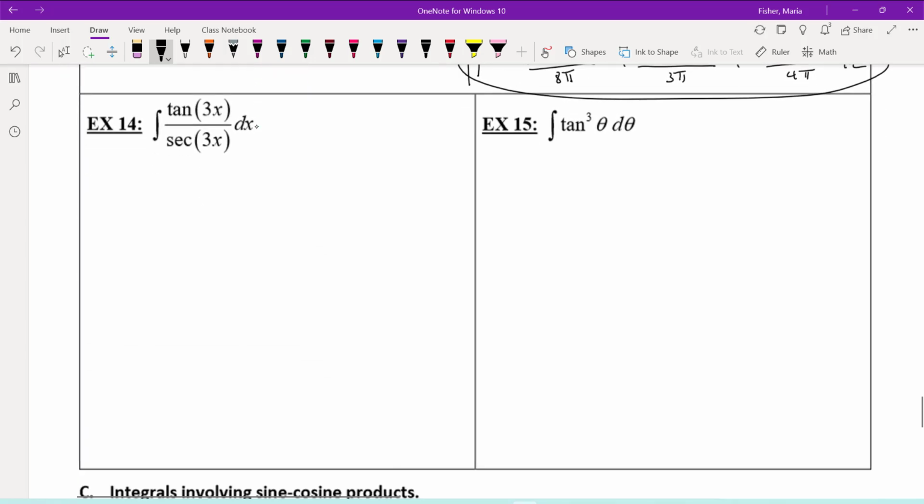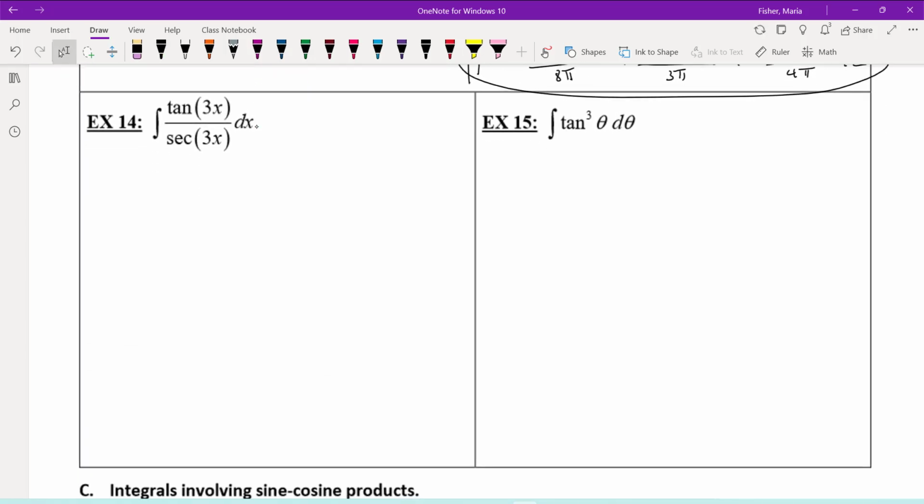So let's look at times that those guidelines fail us. For number 14, we have tangent of 3x divided by secant of 3x. Well, yes, tangent here is odd and positive because it's raised to the first power, but I can't save a secant tangent because secant's in the denominator. Since I have this rational expression, it's honestly best to convert this into sines and cosines to handle this problem.